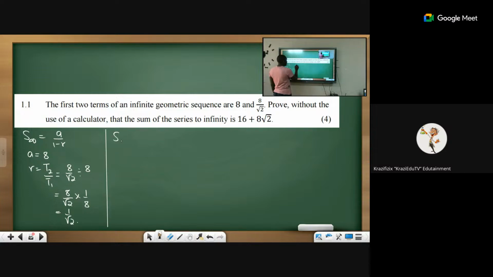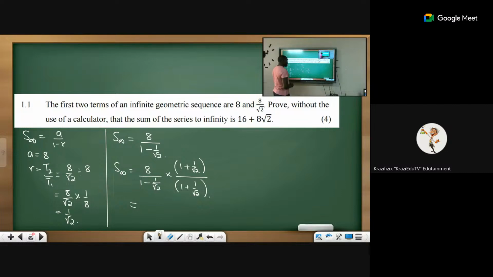Sum to infinity, therefore. What is A? 8 over 1 minus 1/√2. Okay, this is conjugate, if you remember how to do your conjugate. So this is S infinity, 1 minus 1/√2, grade 11, conjugate. We say 1 plus 1/√2. We change the sign, if you remember, conjugate.